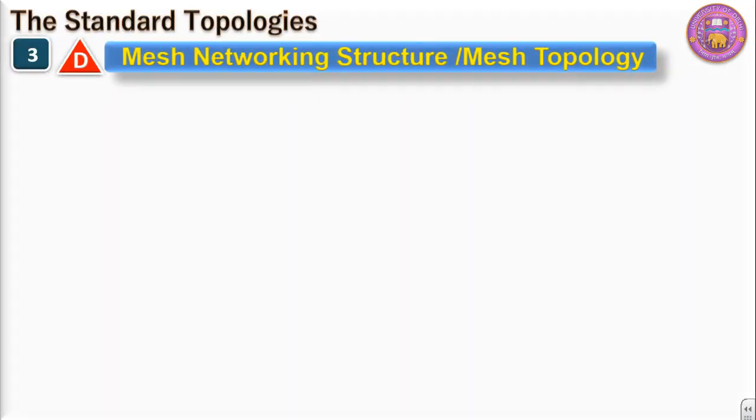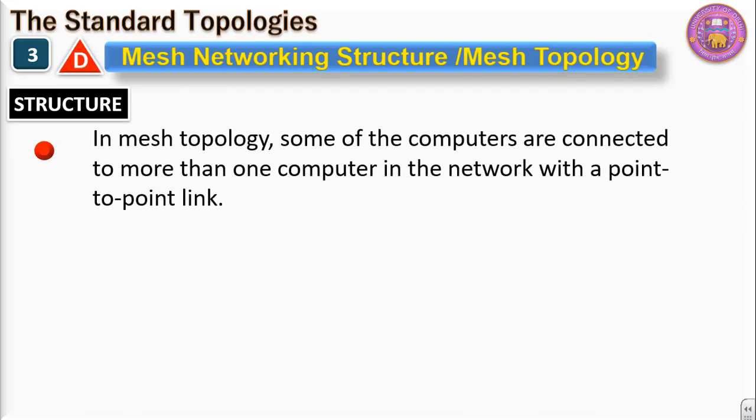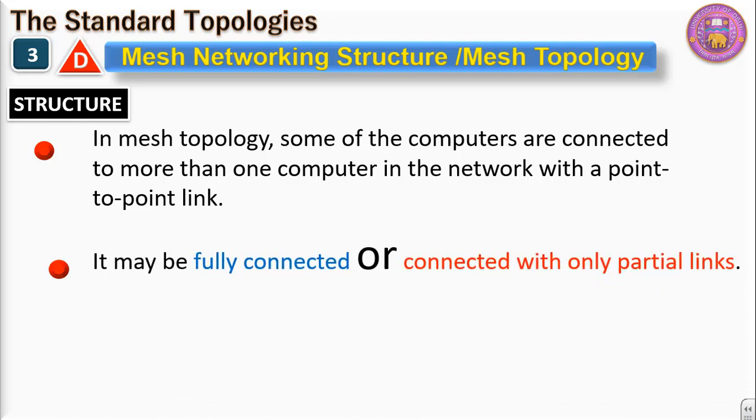Mesh networking structure or mesh topology. It means one and the same thing. The structure. In mesh topology, some of the computers are connected to more than one computer in the network with a point-to-point link. It may be fully connected or connected with only partial links.